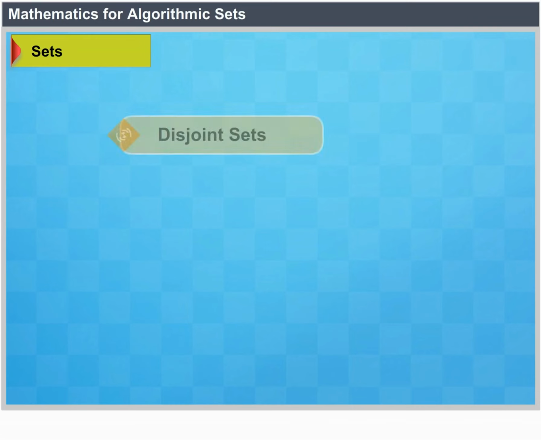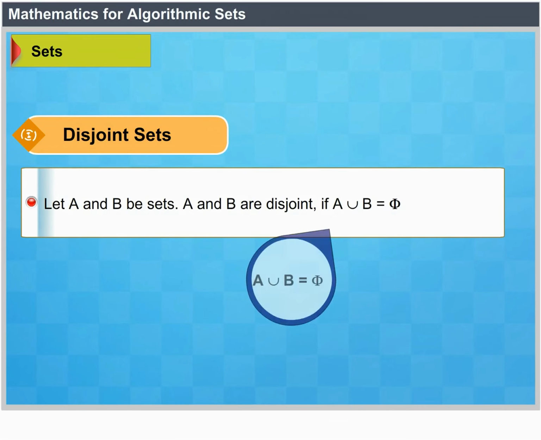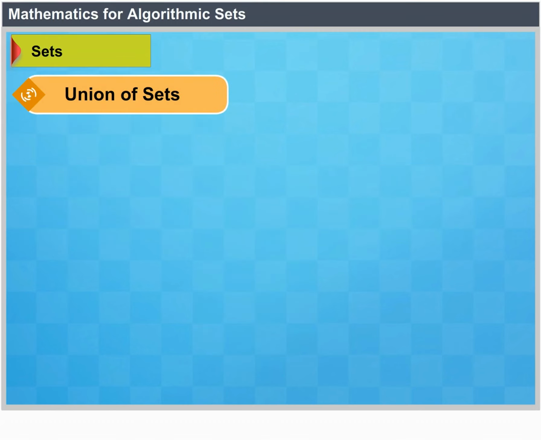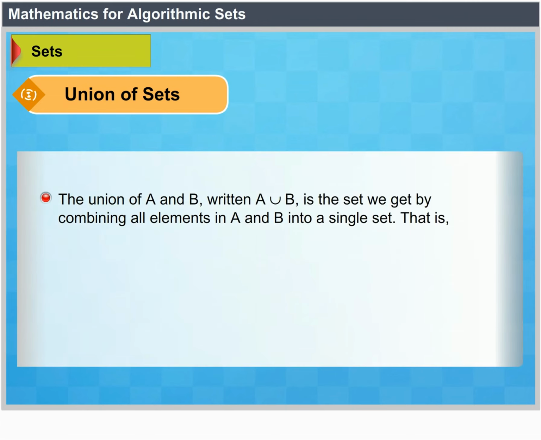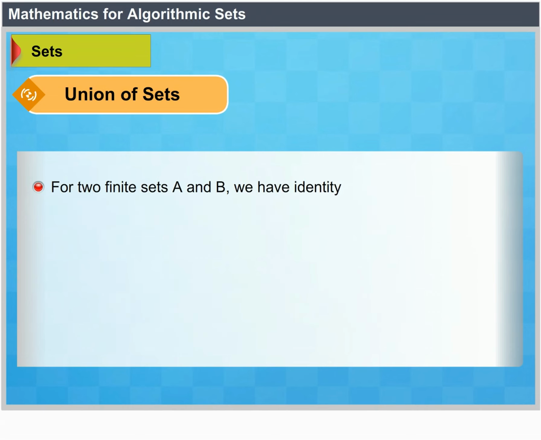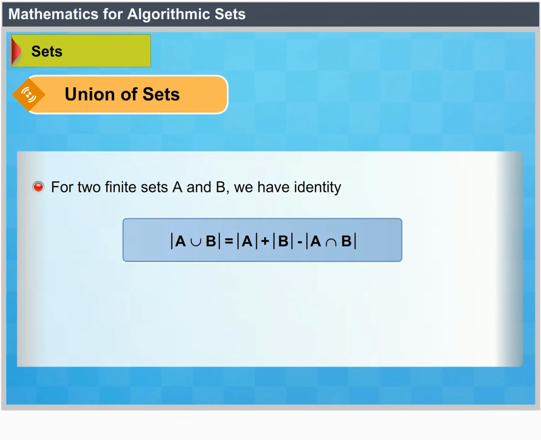Disjoint sets. Let A and B be sets. A and B are disjoint if A intersection B is equal to null. Union of sets. The union of A and B, written A union B, is the set we get by combining all elements in A and B into a single set. That is, A union B has the elements x such that x belongs to A or x belongs to B. For two finite sets A and B, we have the identity modulus of A union B is equal to modulus of A plus modulus of B minus modulus of A intersection B.